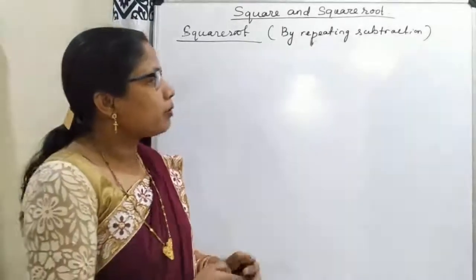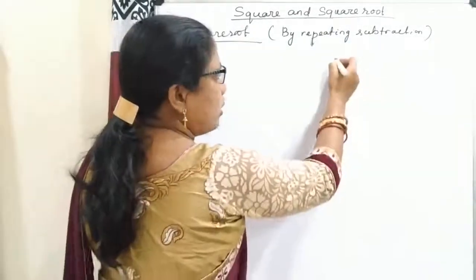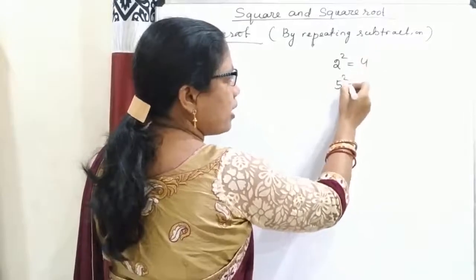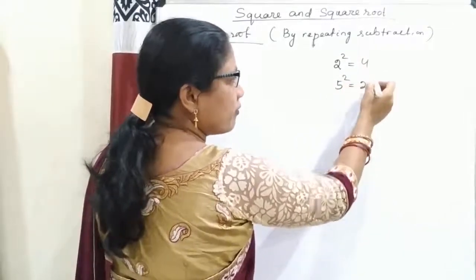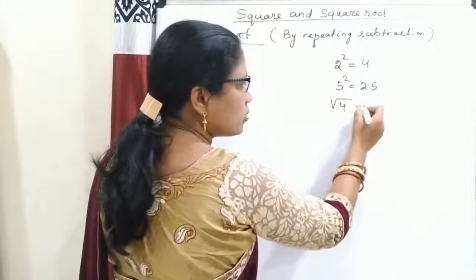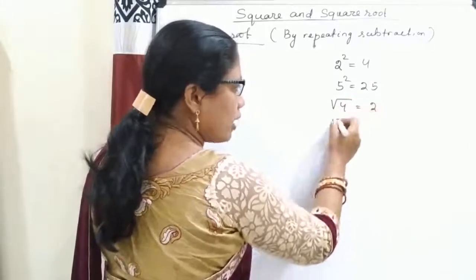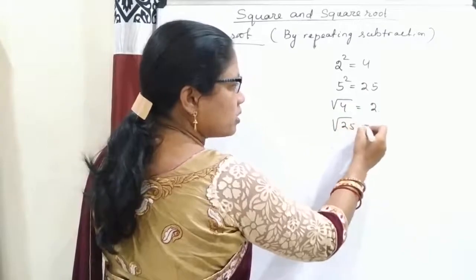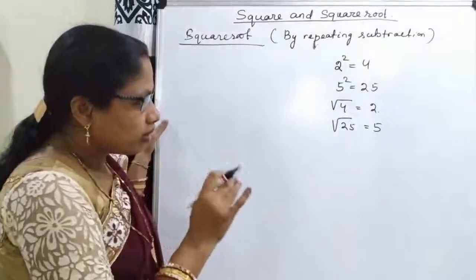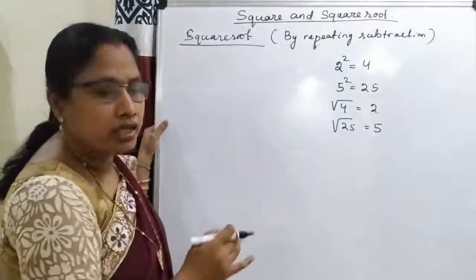The square of a number, you know, 2 square is equal to 4, 5 square is equal to 25. That means the square root of 4 is equal to 2, and the square root of 25 is equal to 5. So in this chapter we are considering only natural numbers.